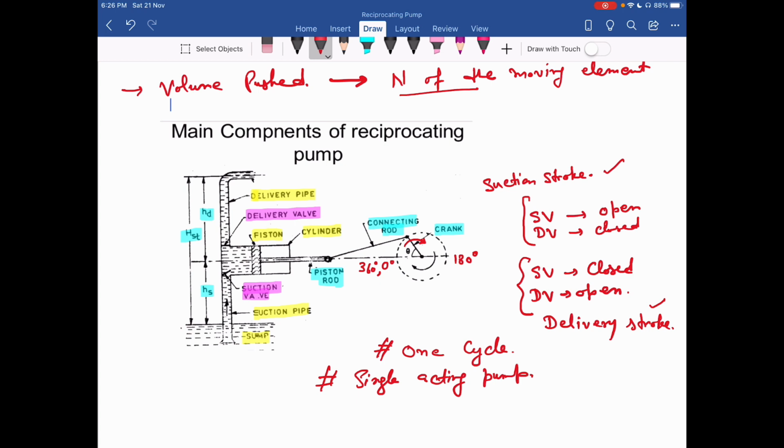Okay. So that completes the one cycle of the reciprocating pump. And this cycle goes on repeating. And accordingly, we got the delivery or the liquid during the delivery strokes. Okay. This is how this pump works.